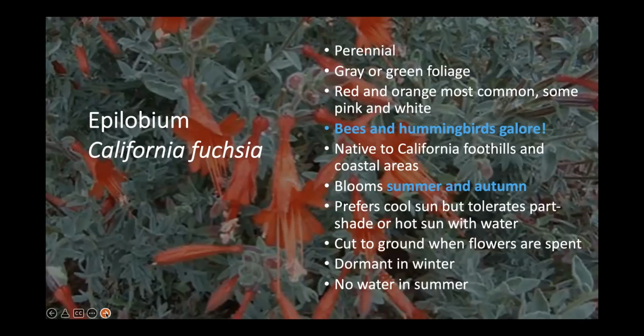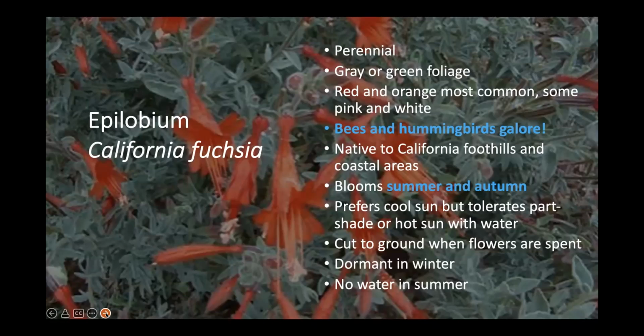And finally, our Epilobium, our California fuchsia. This is a perennial. It has gray or sometimes green foliage, and then these knockout red and orange flowers. Sometimes pinks and whites. Bees and hummingbirds just flock to them. They're just wonderful. They're native to the California foothills and also some in coastal areas. They bloom in late summer and into autumn. They're the late bloomers, which is nice to have some color that time of year in the garden.